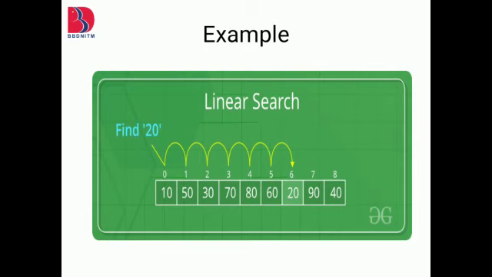Now let's suppose in the given example we want to find 85. Now you can see 85 is not in the list. Then the algorithm will say that the item asked for was not found. Yes, the item is not found in the given list.